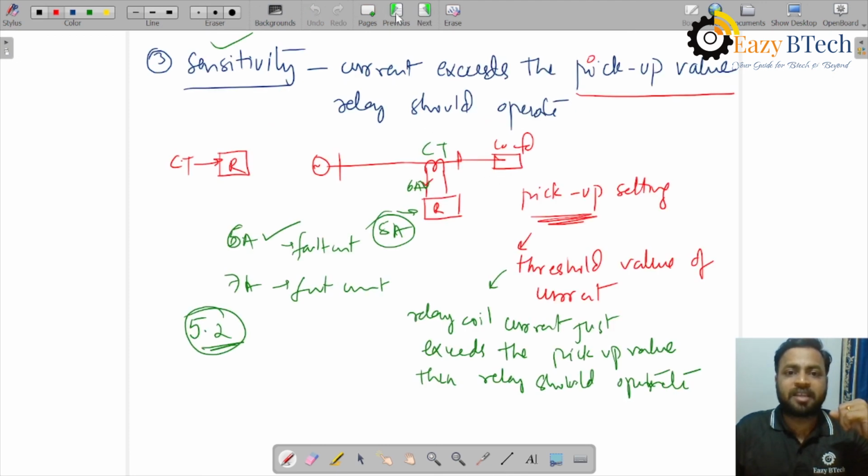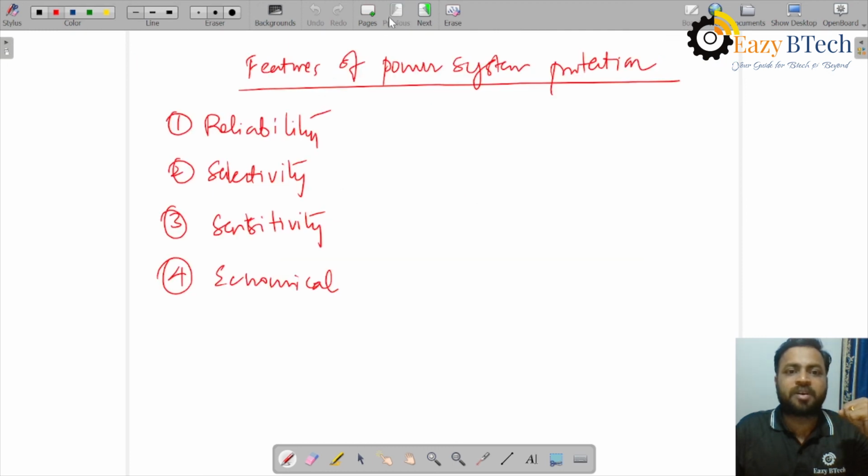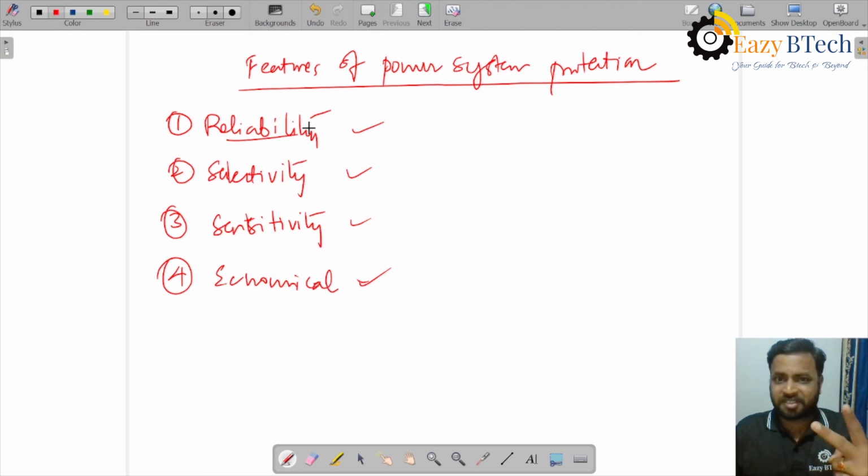So these are the important features of any power system protective device: reliability, selectivity, sensitivity, and being economical. Reliability tells us that if the power system protective devices like relays and circuit breakers are able to perform the intended task, they are reliable. Unreliability will occur because of two reasons. One reason is that relays and circuit breakers are not operating when needed. Unreliability may also occur because these protective devices are operating when not needed. Because of these two reasons, unreliability may occur.